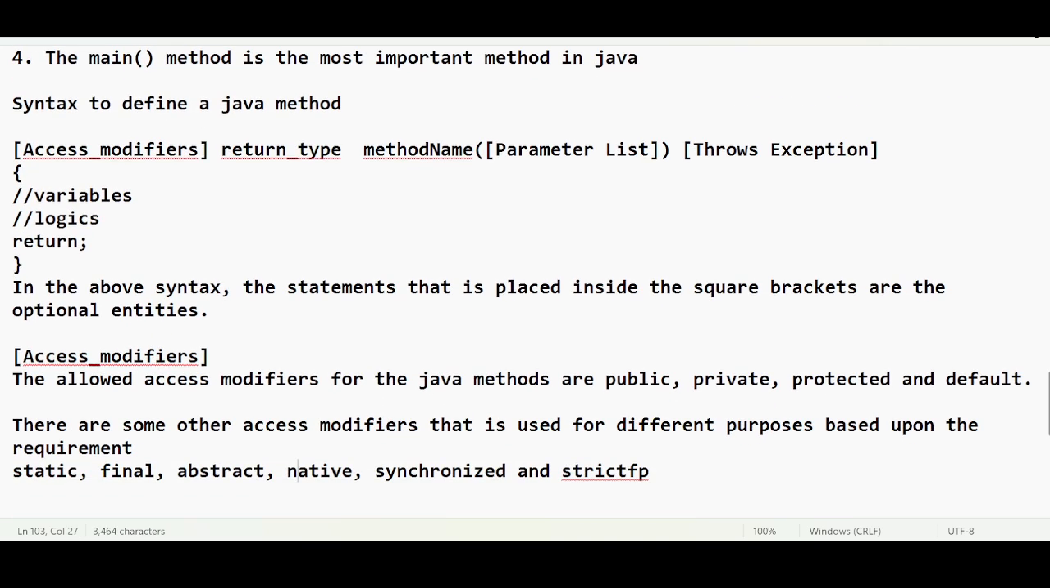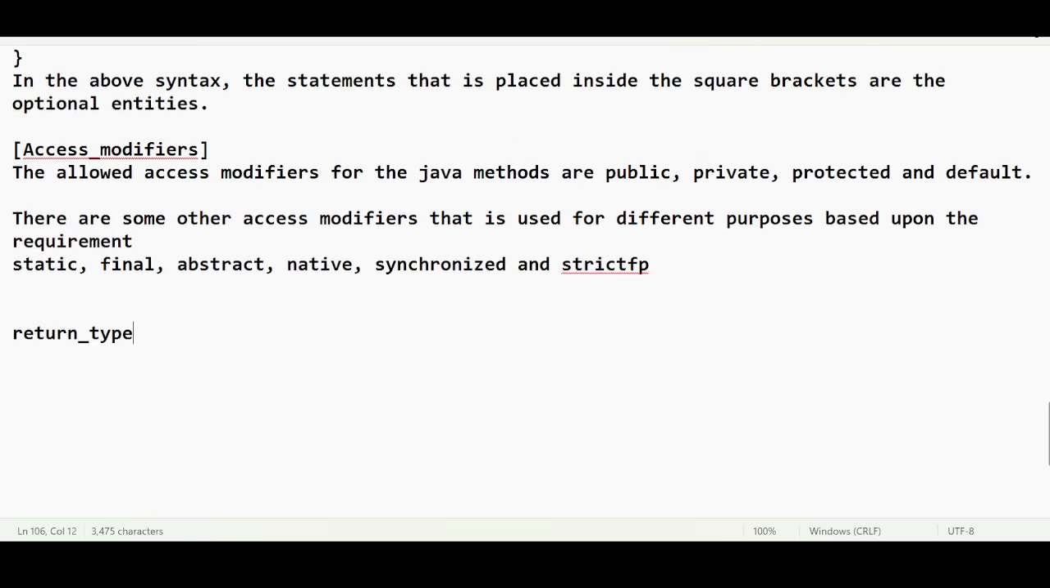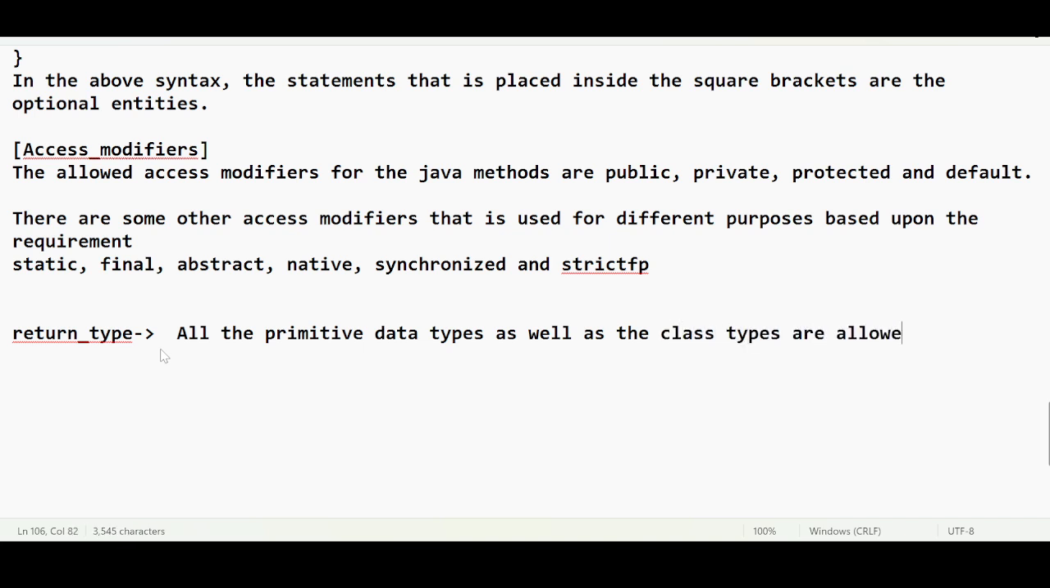The next one is the return type. Okay, let us talk about the return type. All the primitive data types are allowed in the return type placeholder, as well as the class types.